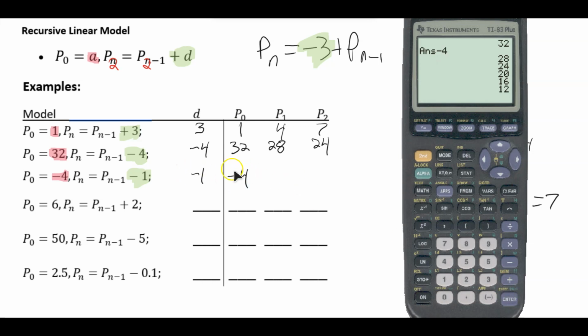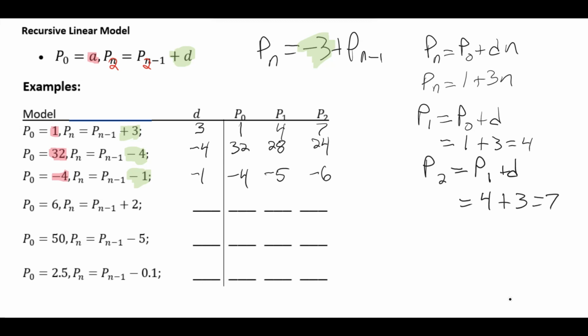So for our last one, just to demonstrate, if we started at negative 4, now we need the negative sign, negative 4. That's our first term. And then answer minus 1 will be the term generator. Hit enter, negative 5, negative 6. There we have our next terms of the sequence.